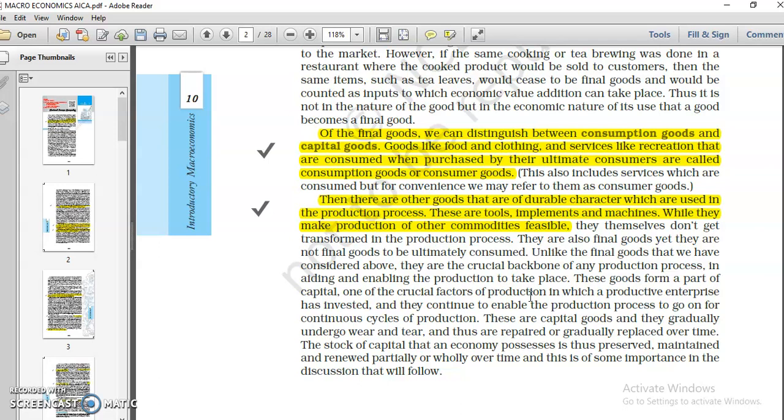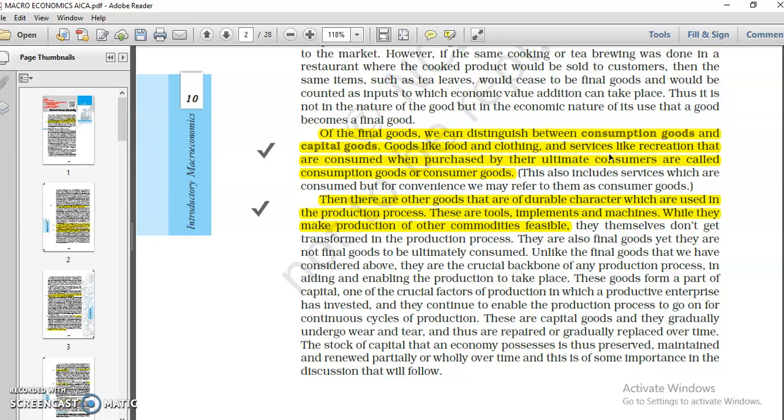Then there are different types of other goods. We know that consumption goods are there, and capital goods are there. You can see that I made these checkmarks because once you see this highlighted area, you can understand these are the important things which you have to learn. And services. Now consumption goods and capital goods: goods like food and clothing, and services like recreation, that are consumed when purchased by their ultimate consumers are called consumption goods or consumer goods. These goods which provide satisfaction to the consumer are called consumer goods.